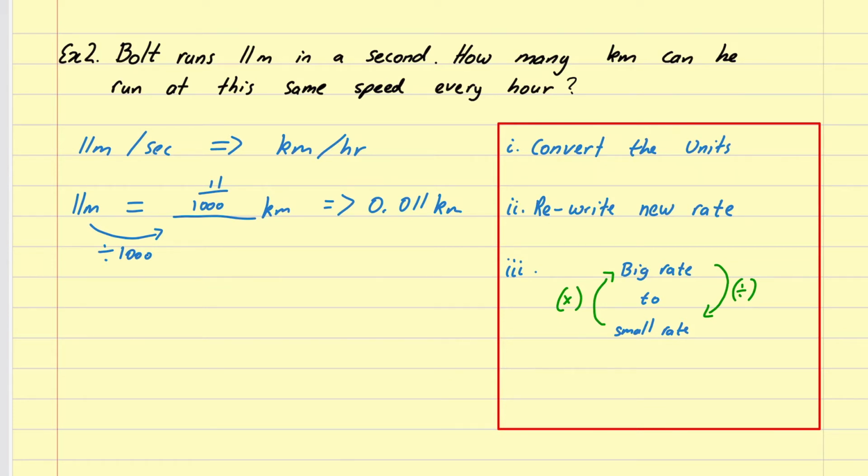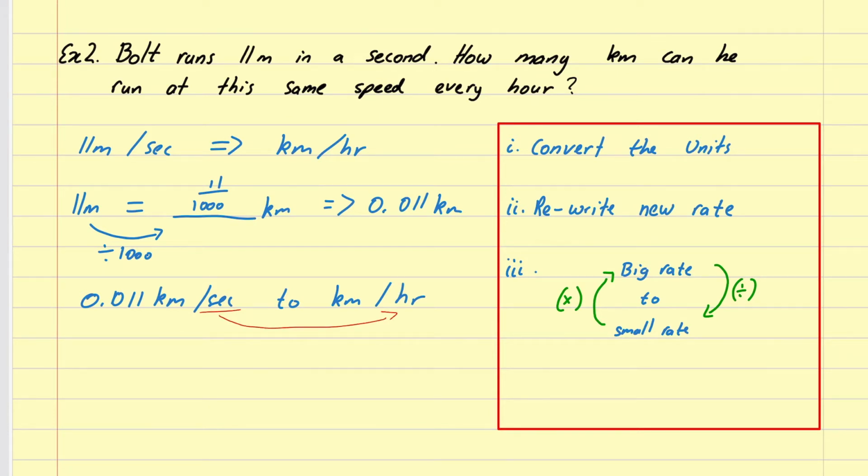Okay, now let's rewrite the new rate just so we're keeping track of things. So now we just converted the meters to kilometers. So we have 0.011 kilometers per second, and we have to convert that to kilometers per hour. So now look, we already did the first part. Now we just have the next half to do. So now we're going from seconds to hours.